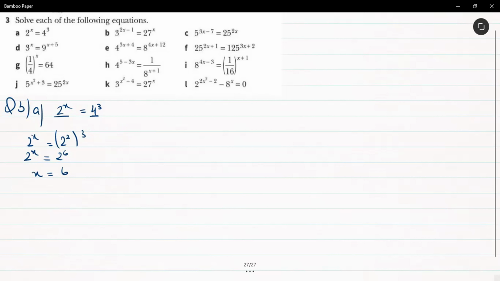Simple. For part B, 3 to the power 2x minus 1 is equal to 27 to the power x. Again, now turn this 27 into 3 because it's much simpler. I do know this, but I'm doing this because of you guys. 3 nines are 27, 3 threes are 9, and 3 ones are 3. So 3 cubed. 3 to the power 2x minus 1 is equal to 3 cubed raised to the power x.